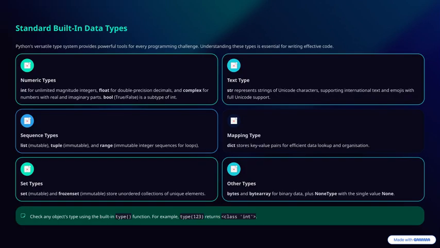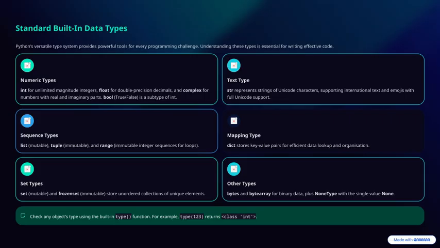Let's take a closer look at Python's built-in data types, which are fundamental to writing effective code. Python offers a versatile type system that helps us tackle a wide range of programming challenges. Understanding these types is key to using the language efficiently and correctly.